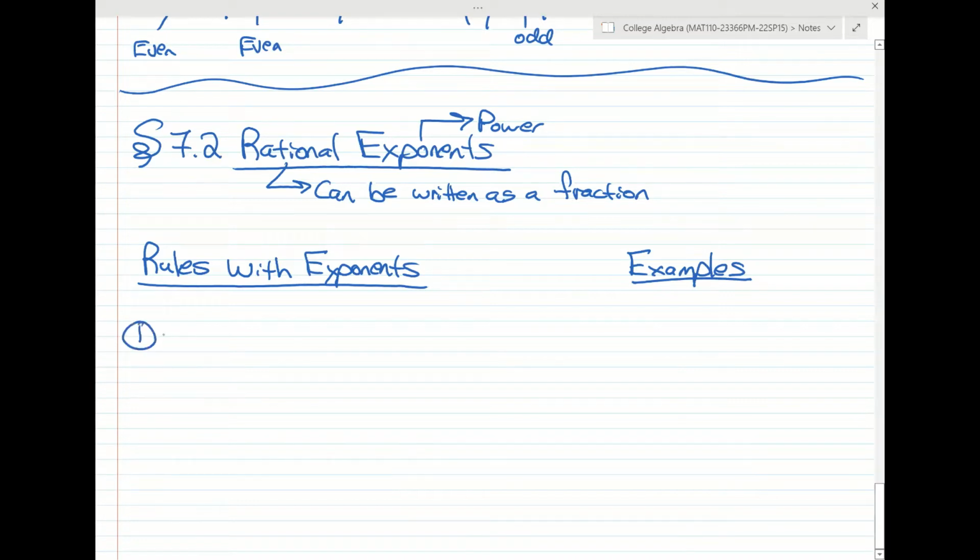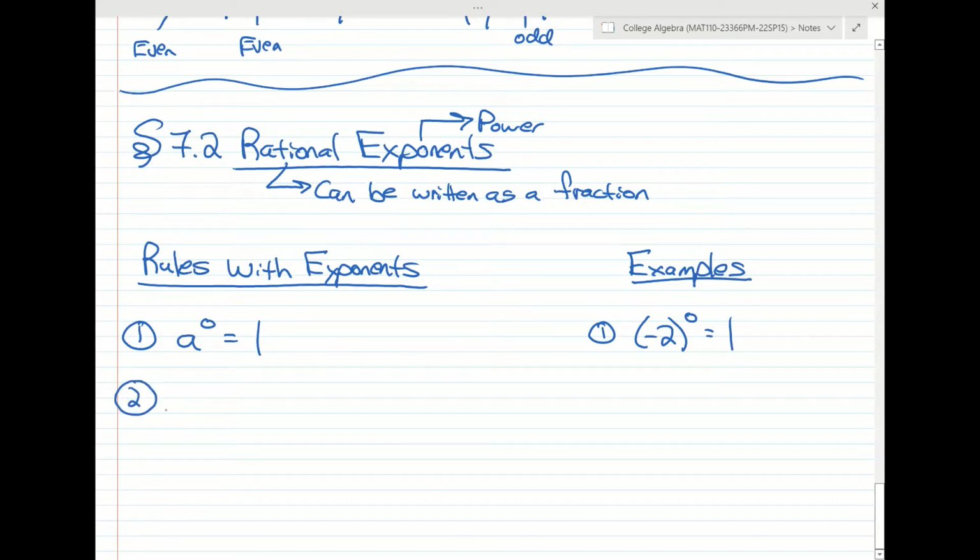First rule is the 0 power property. Anything to the 0 power is 1. So if you had -2 to the 0 power, the answer is just 1. Anytime anything is raised to the 0 power, the answer is 1.